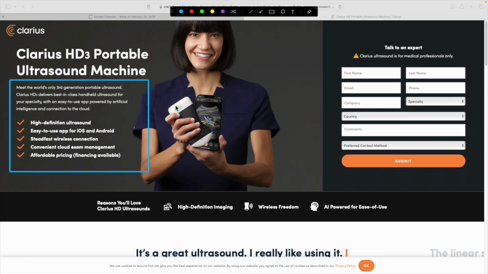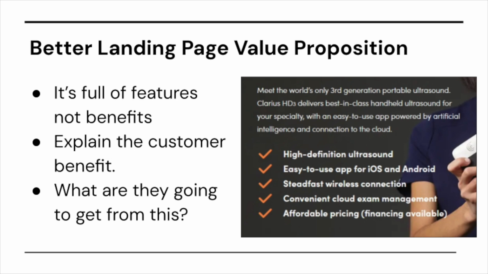Right now, we're talking about a list of features. High definition ultrasound, easy to use app. These elements, in and of themselves, do not present value to the customer, to the user. The next item to fix is going to need to be the landing page copy. It needs to be presented from the perspective of customer benefit. What is in it for me? And it needs to help answer that question.